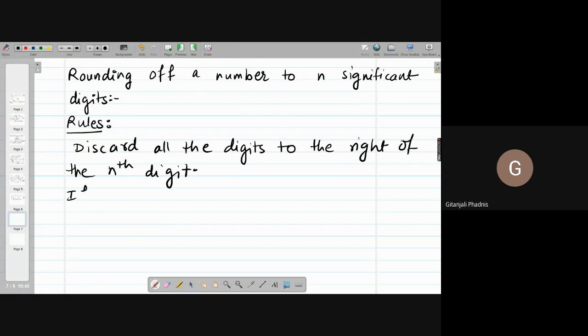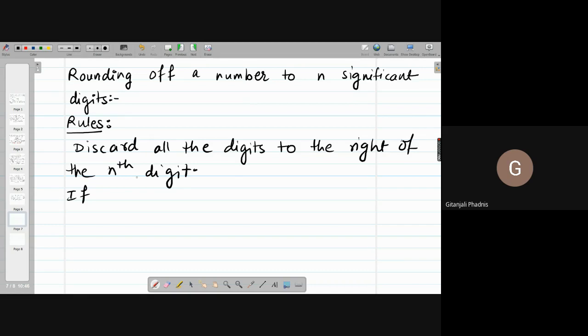Okay, now what we have to check is the number at the n plus 1th position. Suppose a number is given to 7 significant digits, and I want to round it off to 4 significant digits. That means I want to discard the 5th, 6th and 7th digits. So I have to look at the 5th digit and the 4th digit, which I am going to retain, and accordingly I will make changes in the 4th digit, or the last digit which is retained.